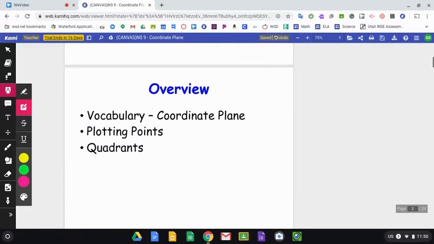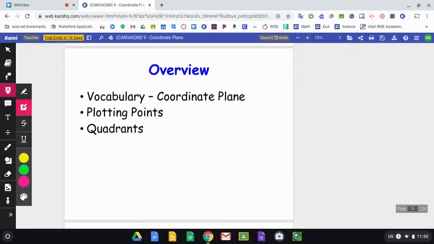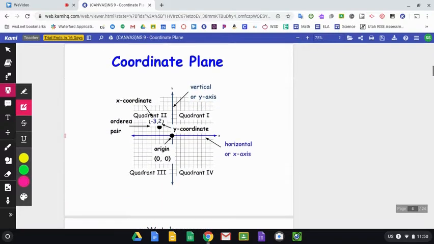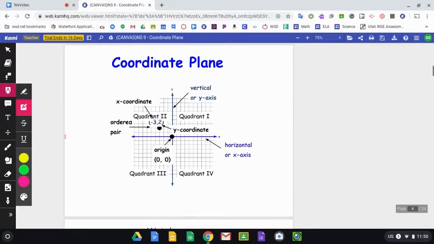We have some vocabulary that we're going to go through. We're going to learn about the coordinate plane and what that means. We're going to learn about plotting pairs and what quadrants are. So let's take a look. This graphic has a lot of stuff going on, but overall, this is showing us what a coordinate plane looks like. The first thing I'm going to direct your attention to is what we call the x-axis. It's this horizontal axis right here in pink. That is our horizontal or our x-axis.